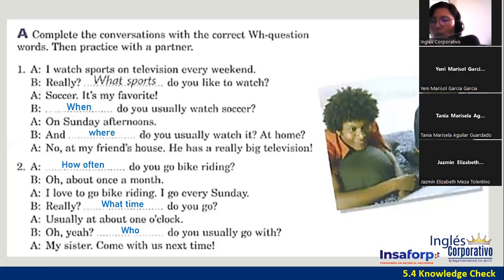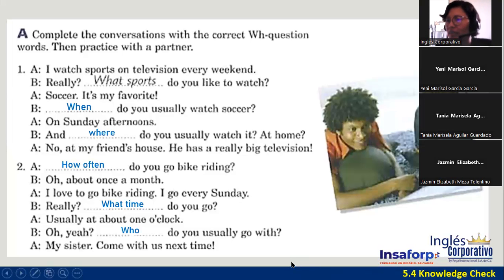So, how often do you go bike riding? Oh, about once a month. I love to go bike riding. I go every Sunday. Really? What time do you go? Usually at about 1 o'clock. Oh, yeah. Who do you usually go with? My sister. Come with us next time.